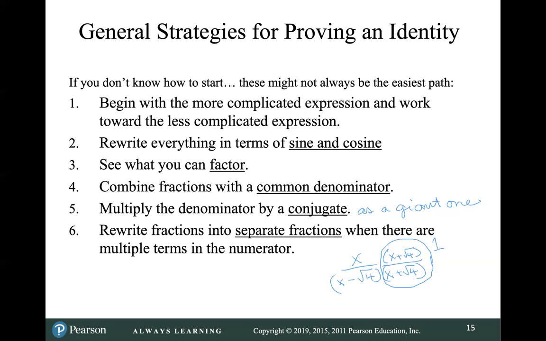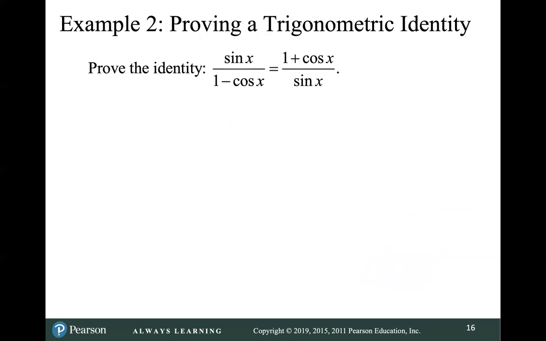Okay, and then the last one, rewrite the fractions into separate fractions. And that's when I have multiple terms in the numerator. So for example, that would be something like x squared minus 4 divided by x. I can write that as x squared over x minus 4 over x. Now in that example, it didn't really help us simplify, but that's an example of what I'm talking about here. Okay, so let's try another one, but this time it has a trigonometric identity in there.